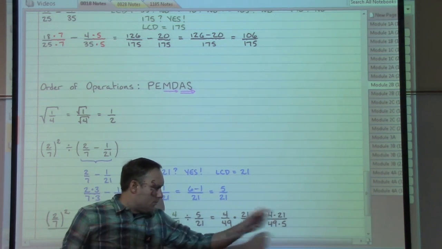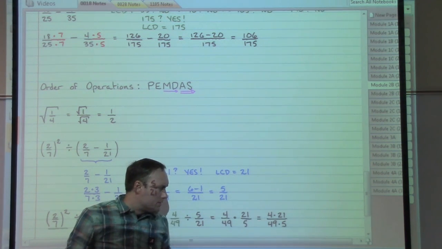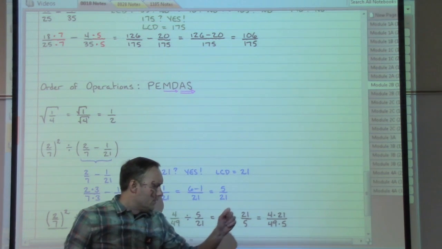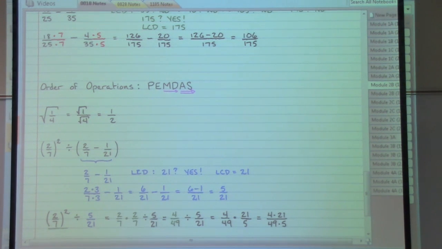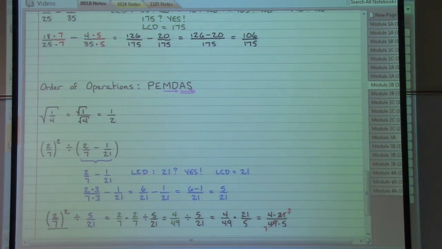Can't work with the 4, can't work with the 5. 21: 3 goes into 21, 7 goes into 21. 3 does not go into 49, but 7 does. So we can do a little bit of reducing here at the very end. 7 goes into 21 3 times. 7 goes into 49 7 times. So we have 4 times 3 is 12. And down on the bottom, 7 times 5 is 35. So our final answer for that order of operations example is 12 over 35.